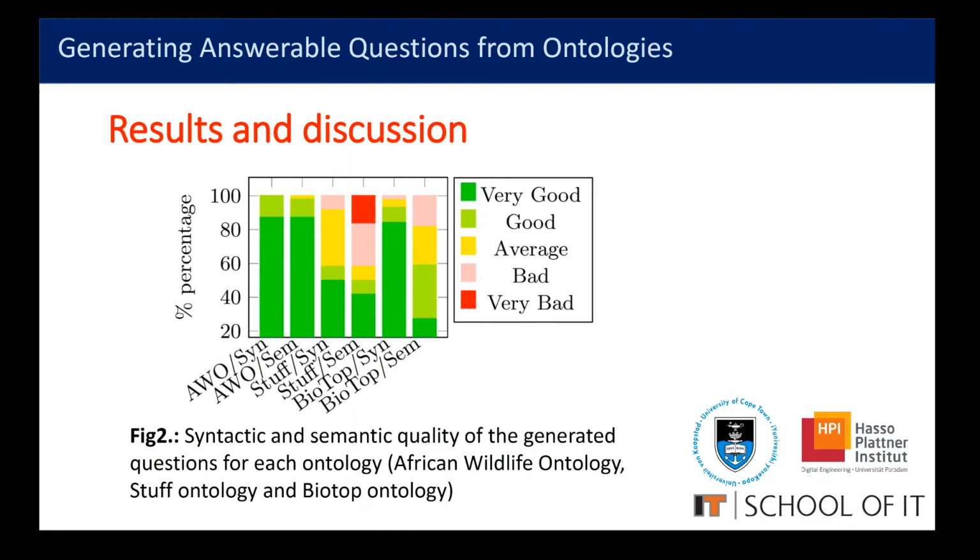This figure represents the syntactic and semantic quality of generated questions for each ontology used in the experiment. We can see that the results are different for each ontology. However, even though BioTop was not developed by the same developer as AWO and Stuff ontologies, one can see that the results from BioTop are better than those from the Stuff ontology. So this may suggest that our approach has not been overfitted to the modeling style of the AWO developer, thereby indicating a potential for generalizability.